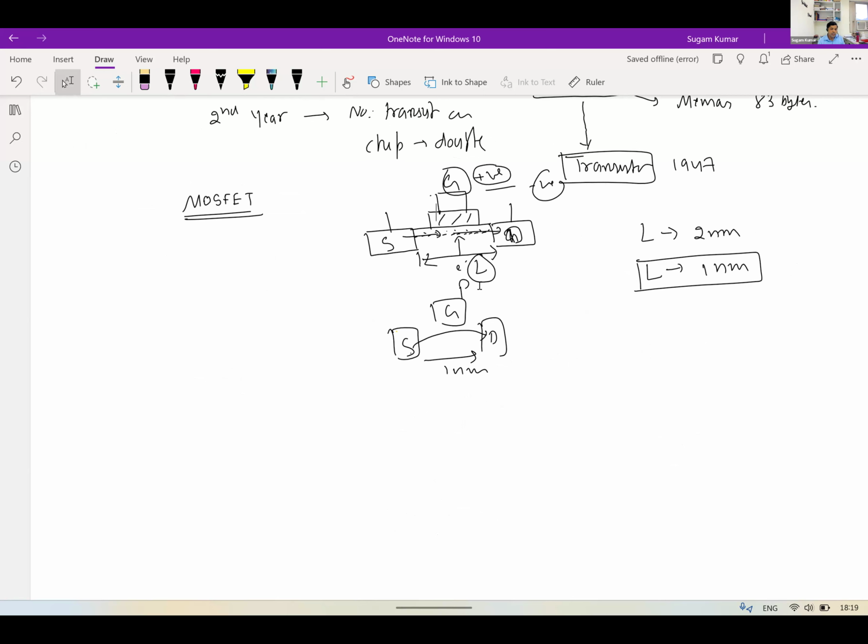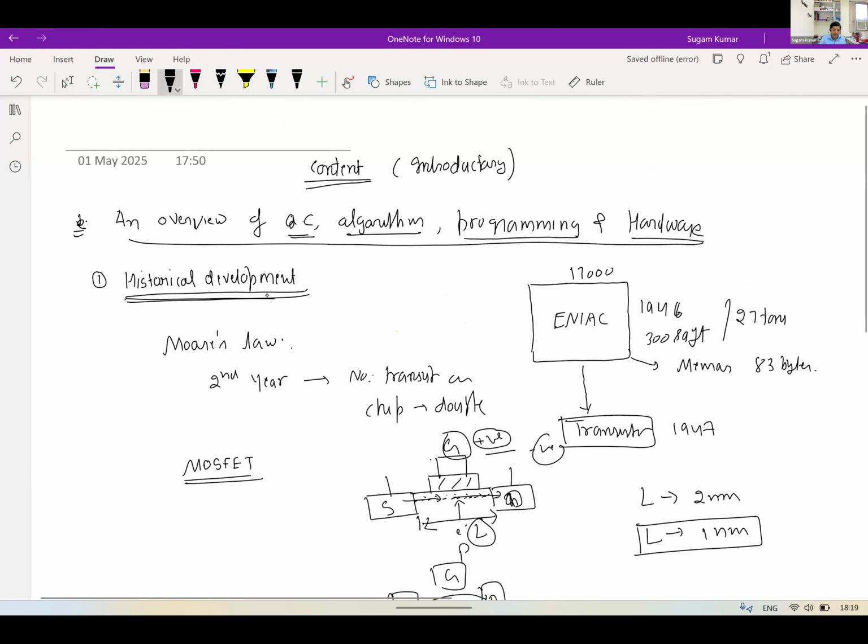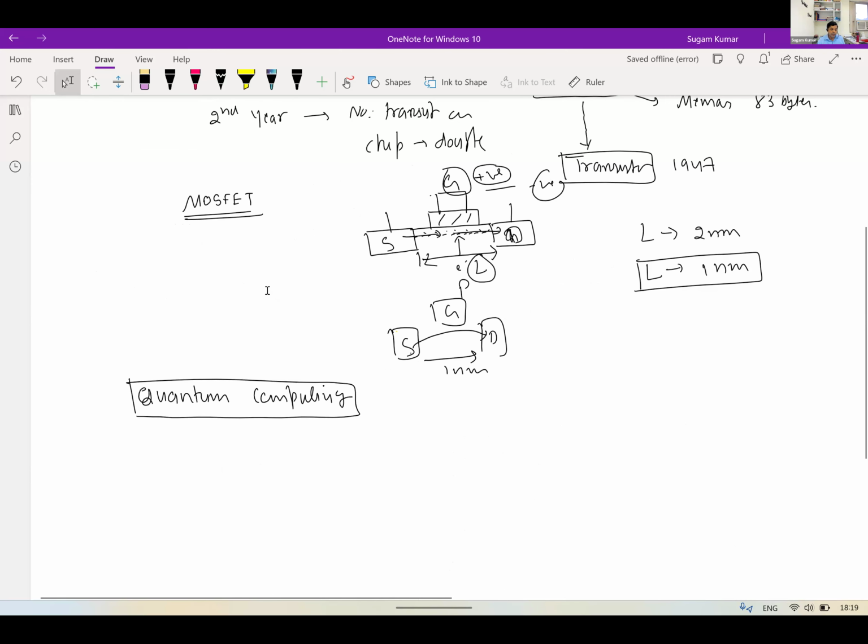There is an ultimate or alternate solution for this, and that is what we call quantum computing. So in the first section, the historical development, we will discuss how quantum computing is going to handle this. Quantum computing is not going to resolve the issue of quantum tunneling, but it is a different regime. Here we're going to use the qubit concept.